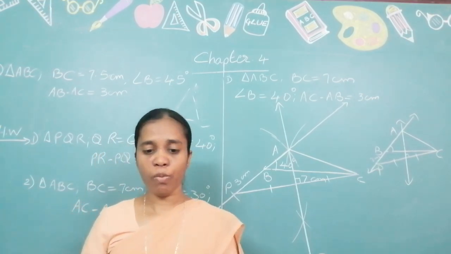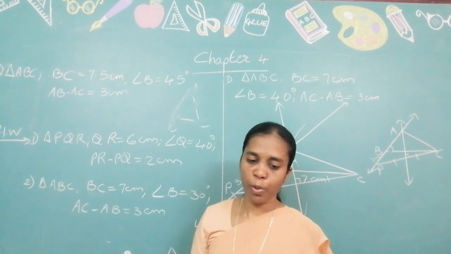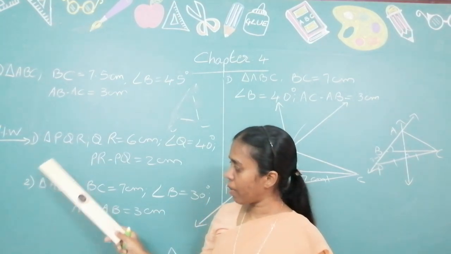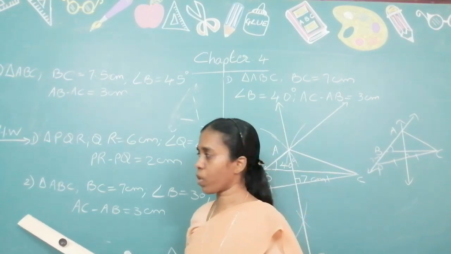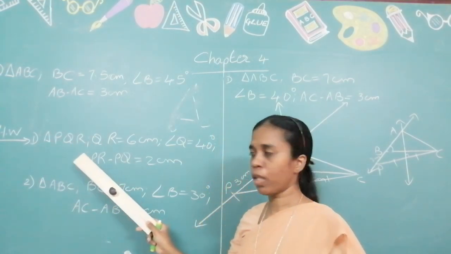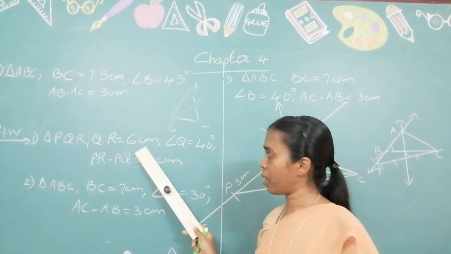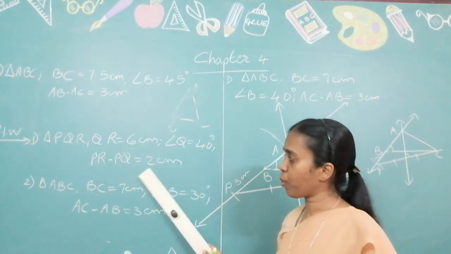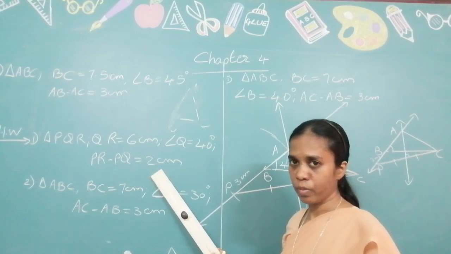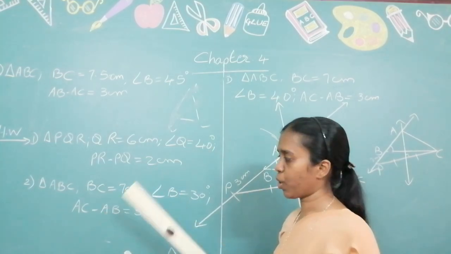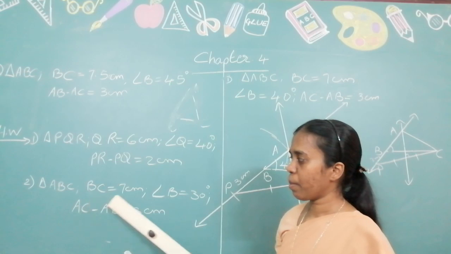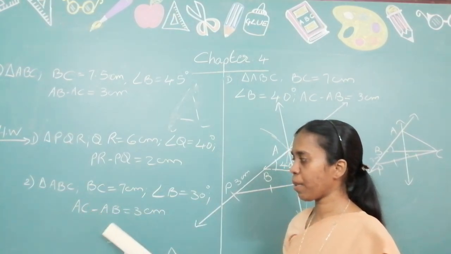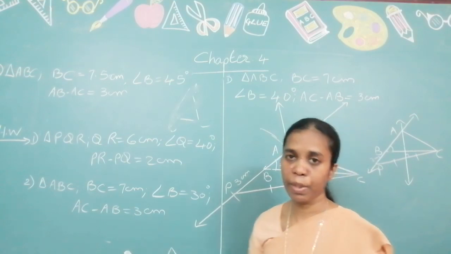Okay. For your homework, you have practice 4.2, question number 3, plus I have written two questions over here. Triangle PQR. QR is 6 centimeter. Angle Q is 40 degree. PR minus PQ is 2 centimeter. Triangle ABC. BC is equal to 7 centimeter. Angle B is equal to 30 degree. AC minus AB is equal to 3 centimeter.